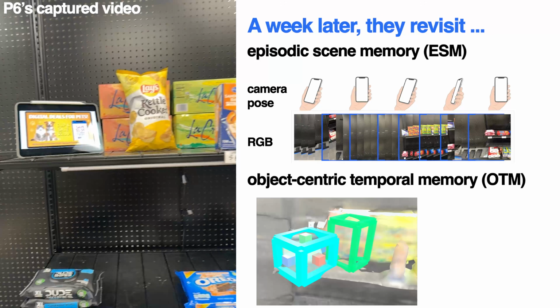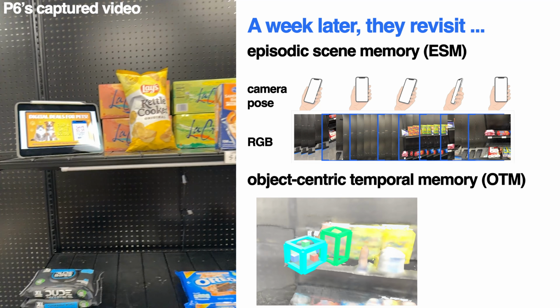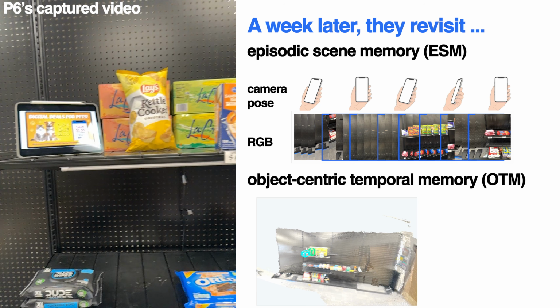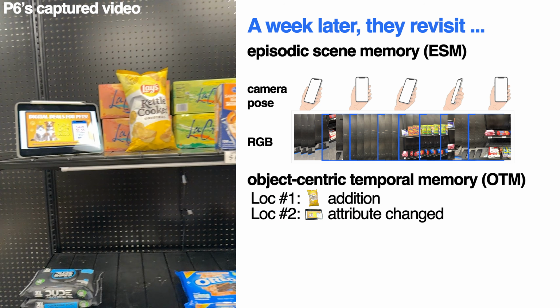Detected changes are back-projected into 3D space, enabling StateScribe to classify them by spatial location as additions, removals, replacements, or attribute modifications, and then update the object-centric temporal memory. This memory architecture allows StateScribe to provide accurate spatial and temporal information.